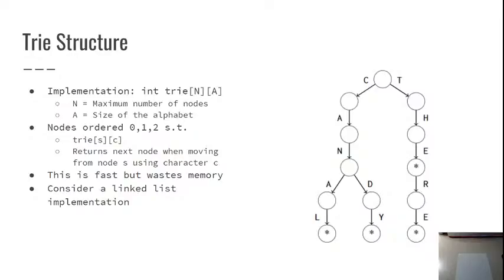So for instance, if we were inserting "the" when "there" was already existing, we would get to the node pointed to by E and set the node's end of word value to be true. Very nice. So, this is actually the last slide that we have for this thing. I thought there was going to be another one.